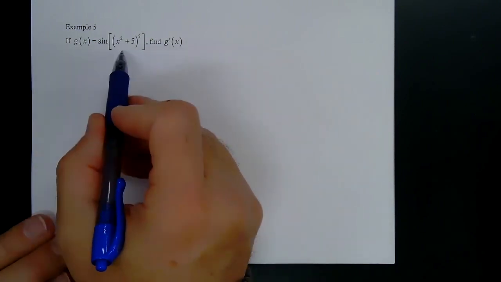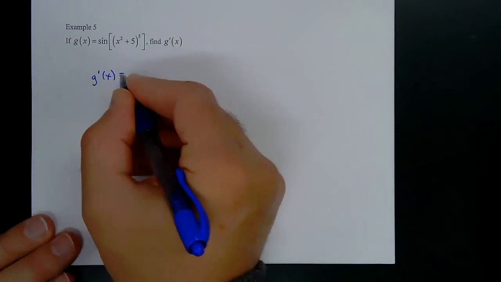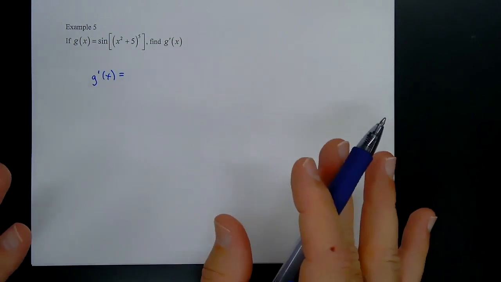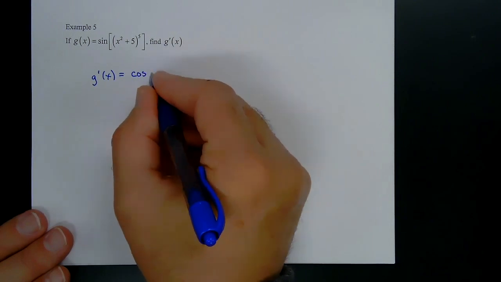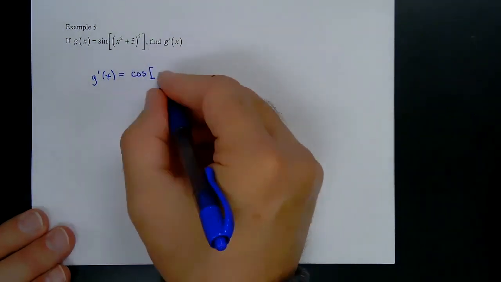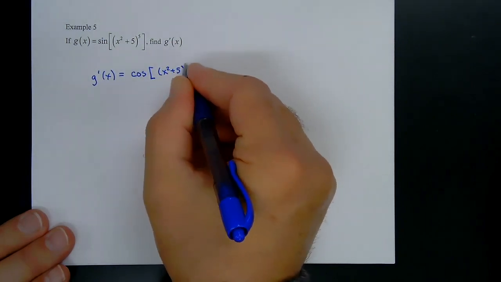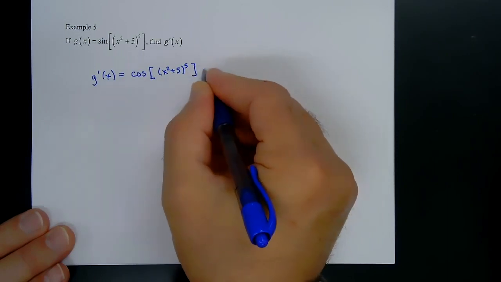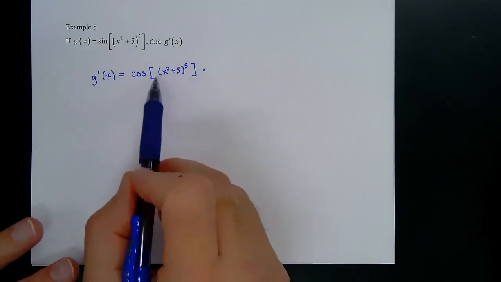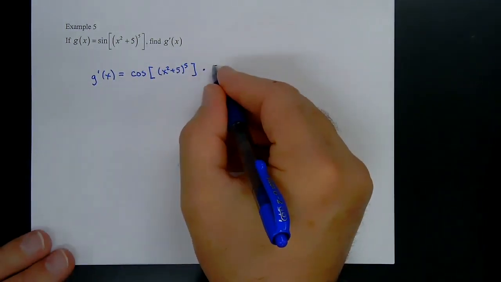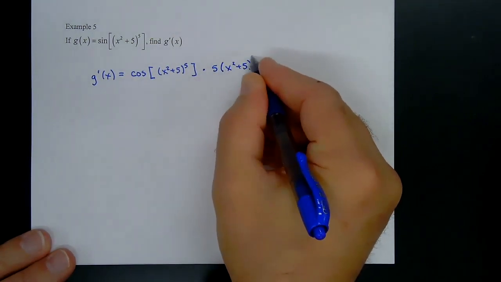So if g of x is this function, what is g prime of x? Well, g prime of x is equal to, okay, so the very outside function is sine. So the derivative of sine is cosine. So cosine of this inside piece, which is x squared plus 5 raised to the 5th power, times, okay, so now we got to take the derivative of this inside function right here. So this would be 5 times x squared plus 5 raised to the 4th power.